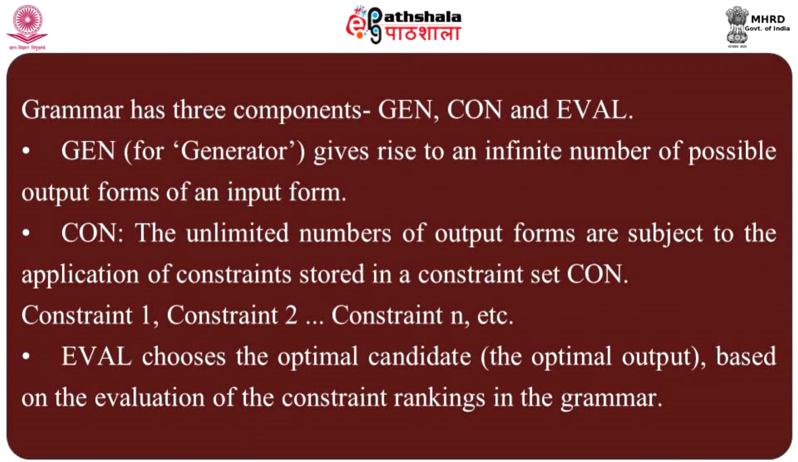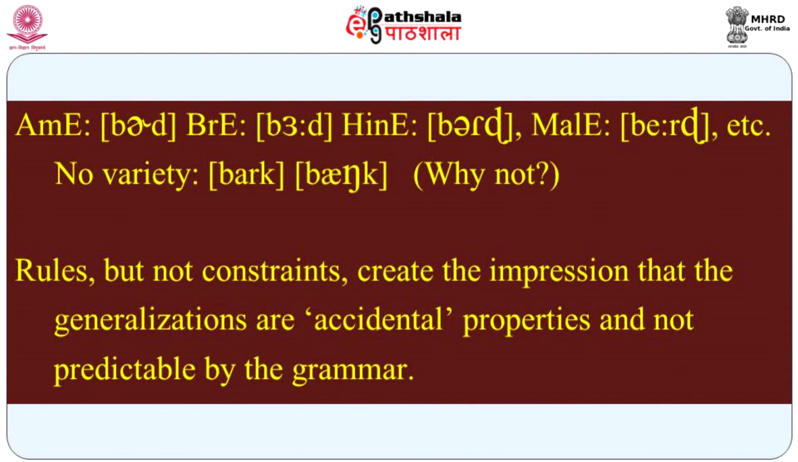The second component is Con. The unlimited number of output forms are subject to the application of constraints stored in a constraint set Con. So you have constraint 1, constraint 2, constraint n. And the third component is Eval, which chooses the optimal candidate based on the evaluation of the rankings in the grammar. So the optimal candidate is one which does not violate the most important constraint. Eval chooses the optimal candidate based on the evaluation of the constraint rankings in the grammar. The optimal candidate is one which does not violate the constraint that is ranked the highest.